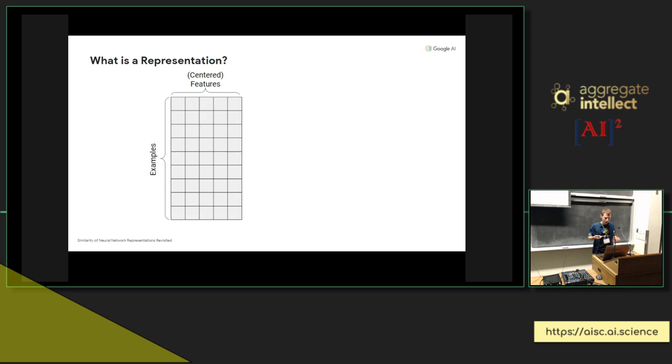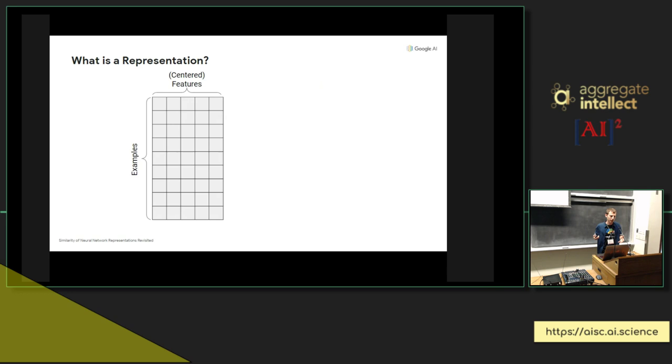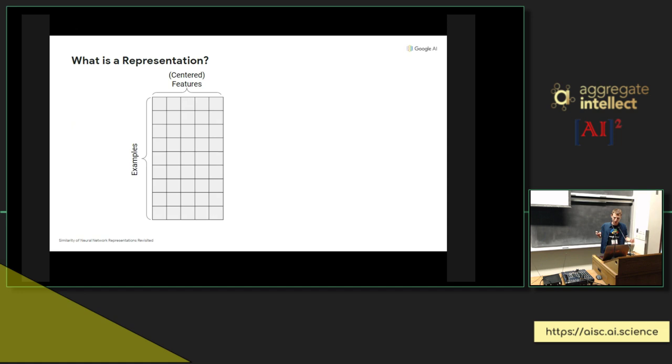So I want to start by introducing what a representation is. For the purpose of this work, when I say representation, what I really mean is a matrix. The columns of this matrix are some set of features, for example, responses of neurons in some layer of some neural network. And the rows of this matrix are examples. So we pass some data set through the neural network, we get the responses of all the neurons, we stack them up into a matrix, and this is our representation. I also want to say, mathematically, it's simpler to think about this when you center these features, so when you subtract the mean across all the examples. That's something that we do in all the math throughout this talk.